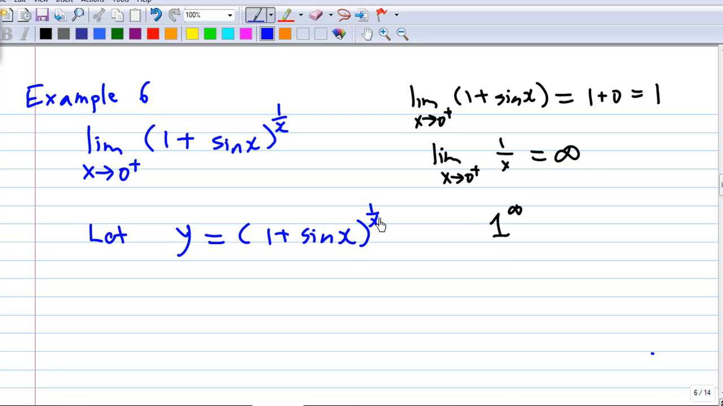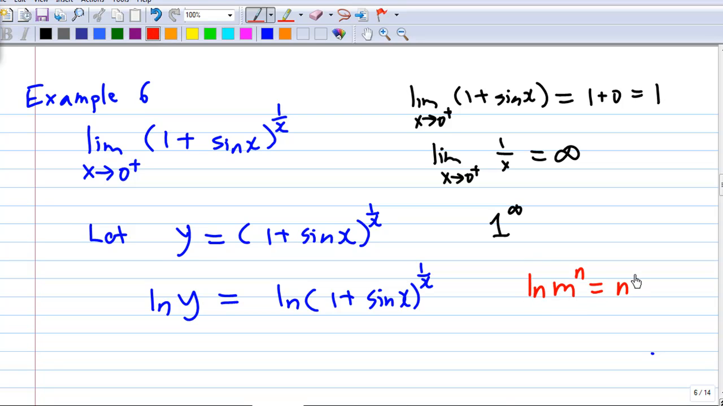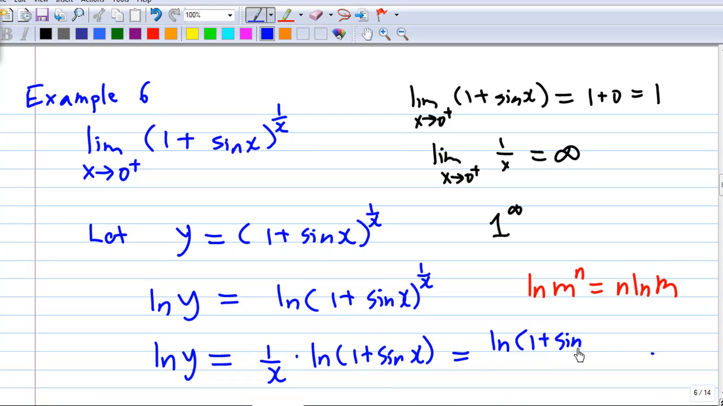So we are trying to find the limit of y when x approaches 0 from the right. The method is to take ln on both sides. ln y will be ln of (1 plus sine x) to the power 1 over x. Now using the property of the ln function, we know ln of m to the power n is n ln m. So we can write ln y equal to 1 over x times ln(1 plus sine x), or as a ratio, ln(1 plus sine x) over x.